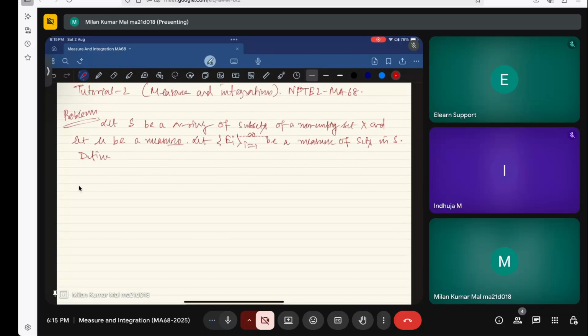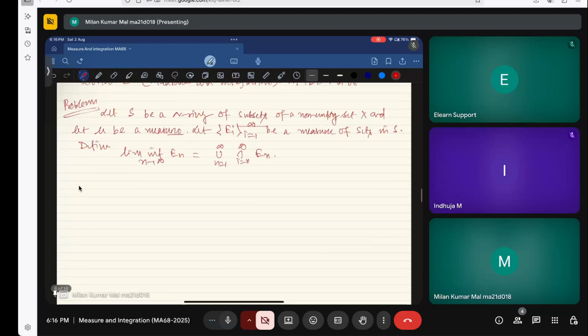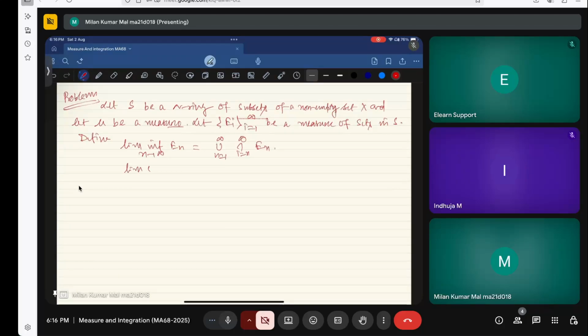Define the limit infimum of these sets, which are sets in the sigma ring: limit infimum of En is the union over n equals 1 to infinity of the intersection over i equals n to infinity of Ei. And the limit supremum of En is the intersection over n equals 1 to infinity of the union over i equals n to infinity of Ei. This is actually Ei, not En.